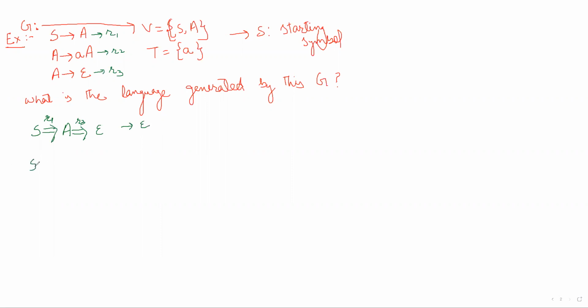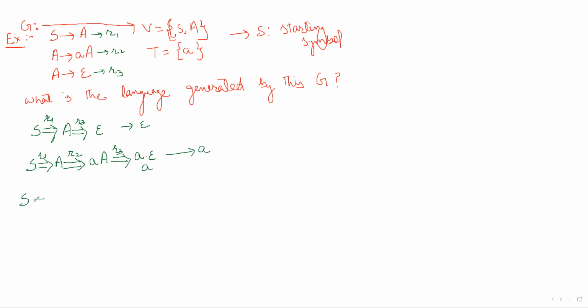Now let's see if we can generate some more strings. R1 gives A. Now let's suppose we are using rule R2. That means instead of A, I can write AA. Now let's say I am using rule 3, so A will be replaced by epsilon. It will be a dot epsilon, that will be a. So the second string that is generated is a.